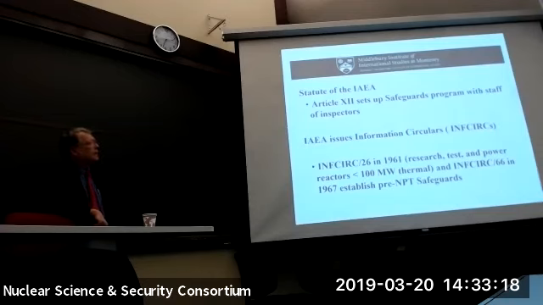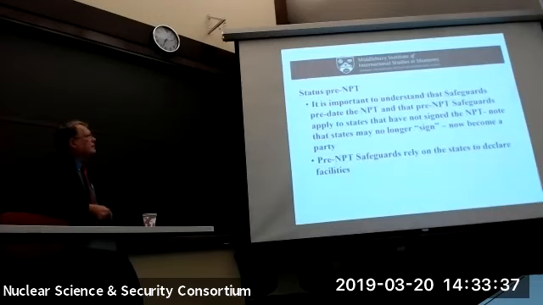And INFCIRC 66 in 1967 established pre-NPT safeguards. This is binding on all the IAEA members. That's how India and Pakistan, who are IAEA members and participate well in the IAEA program, have things safeguarded through this, plus other arrangements that they've made. So it's important to understand that.